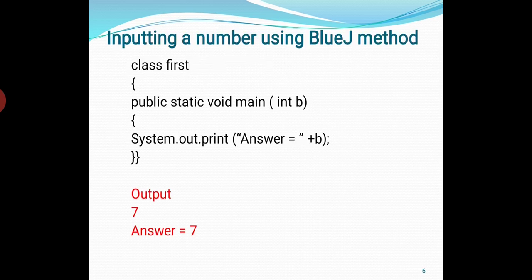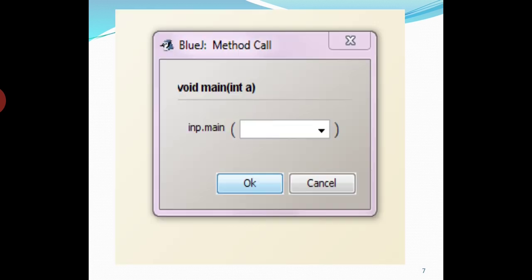Now input in Java is mainly divided into two parts. The first part is the BlueJ method, which is the simplest method and is mostly done in class 8 and 9. Here in the line of public static void main, in the brackets only, we initialize the variable like int b, we input a variable. Now when you give the value of int b like this, it's a very simple program. I am inputting a value, and the value of b will be taken after I run the program. Here is the example of that.